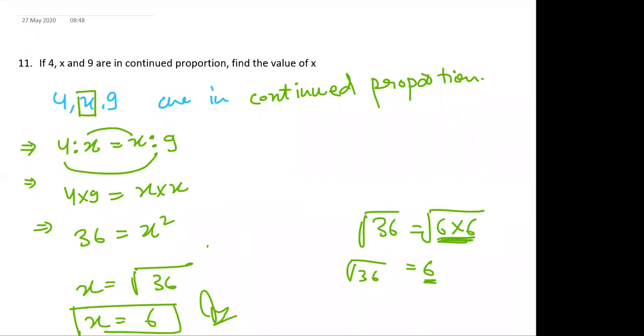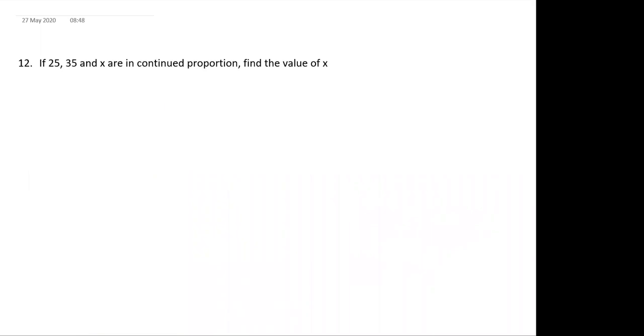So now let us do the last question. The last question says if 25, 35 and x are in continued proportion. So how can we make the relationship between them? Tell me, write the relationship in the chat box. Do not write the answer, write the relationship privately. Give me your answer: 25, 35 and x.